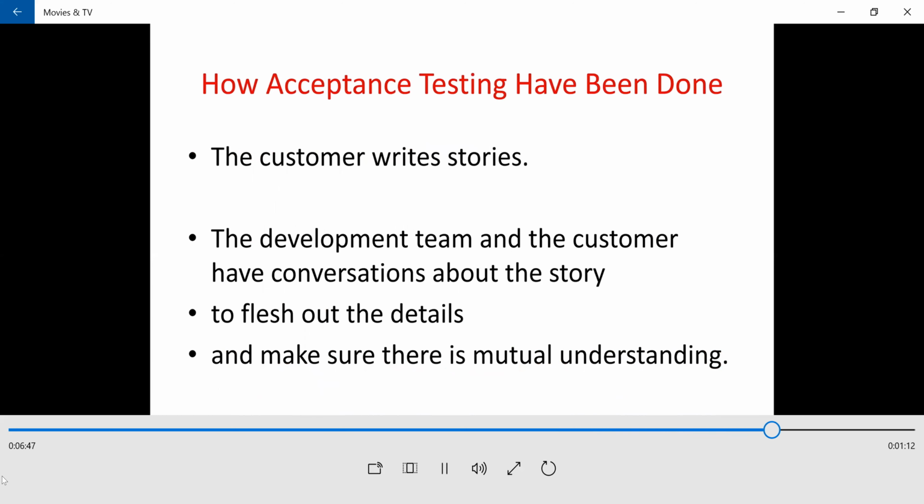How is acceptance testing done? The customer writes stories. Stories describe the situation and how the data is going to be entered in the software. Regarding that, they prepare a story, and then the development team and the customer have a conversation about the story to flesh out the details and make sure there is a mutual understanding.